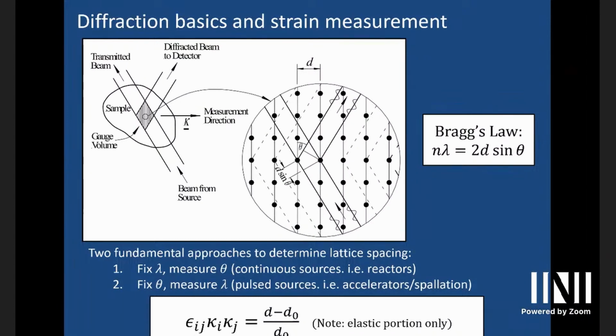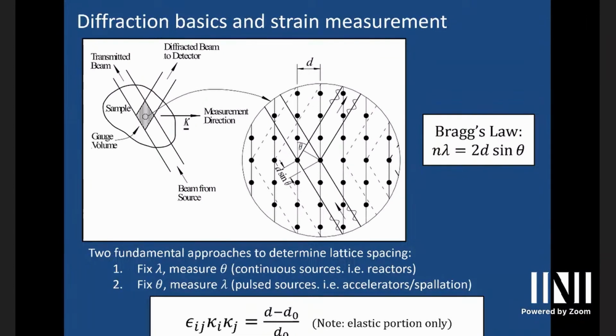So that divides neutron scattering. Continuous sources like reactors are predominantly the first approach. The second approach is pulsed sources, which use time of flight measurements and the like. Either way, essentially, we're measuring lattice spacing. So that's really what diffraction is all about, measuring lattice spacing at the atomic level.